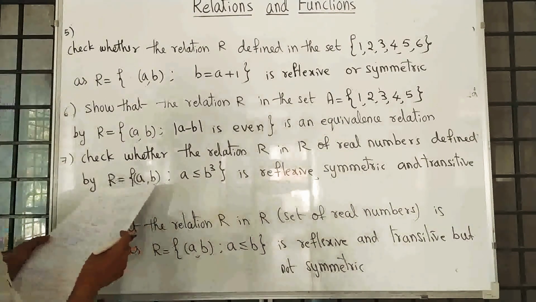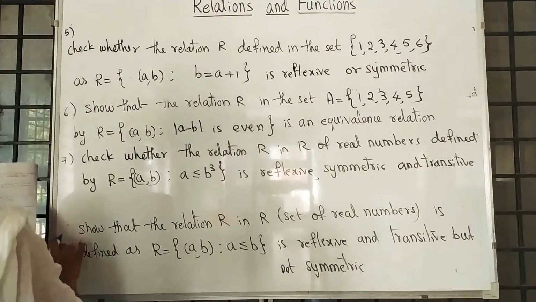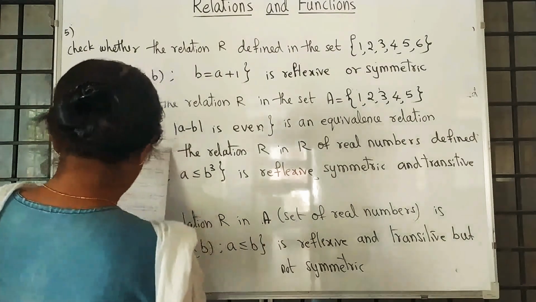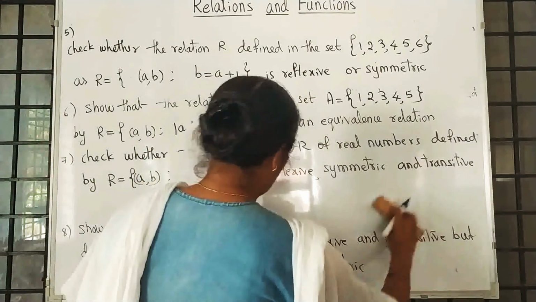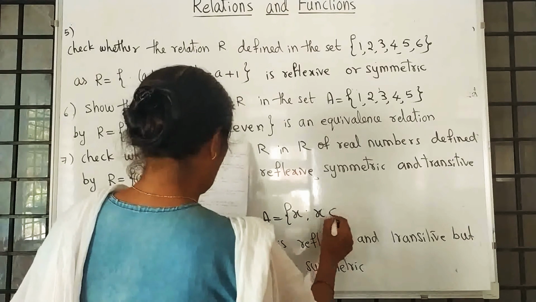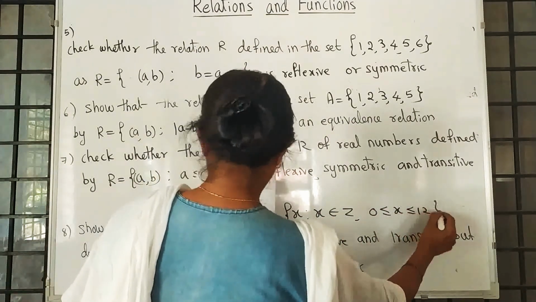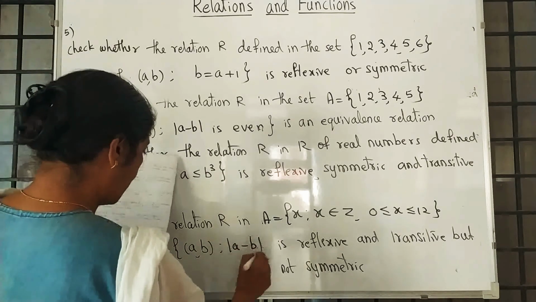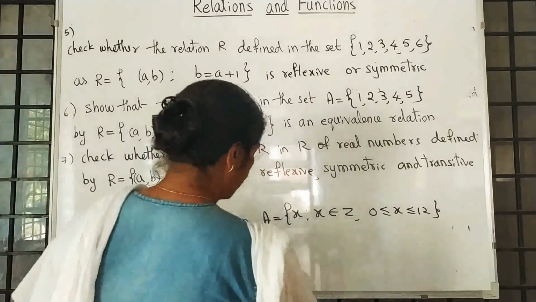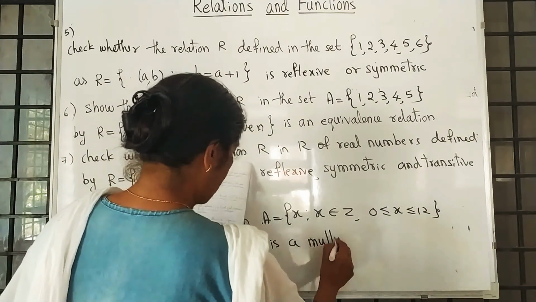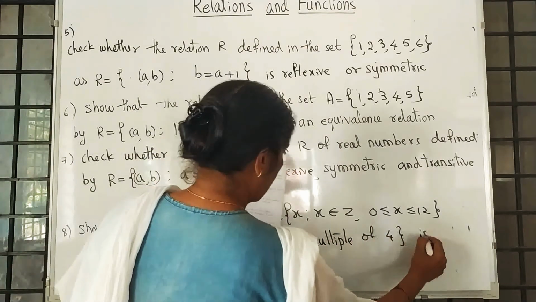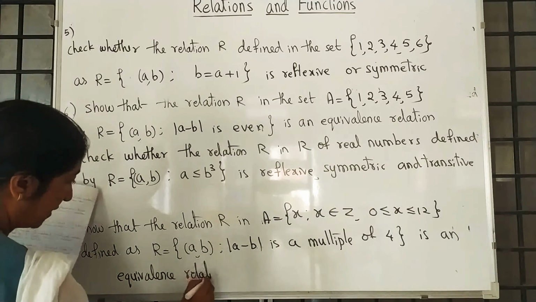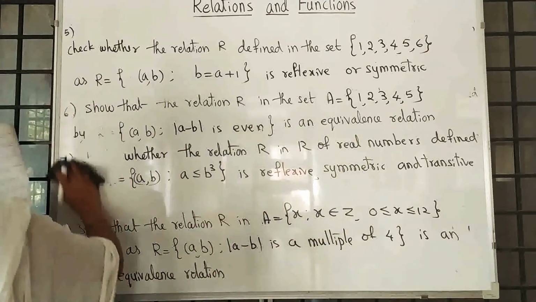Next, question number 8. Show that the relation R in A is equal to X such that X belongs to Z and it is in between 0 and 12 given by R is equal to A comma B such that mod A minus B is a multiple of 4 is an equivalence relation. Moving to the next question, that is the 9th one.